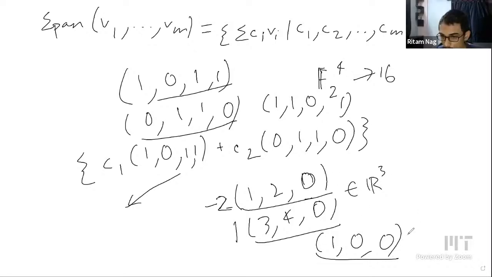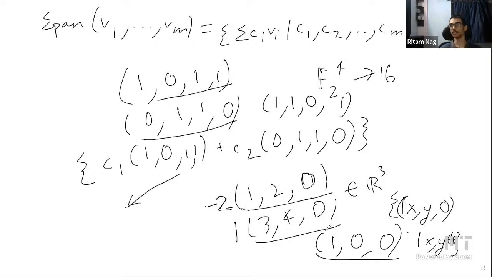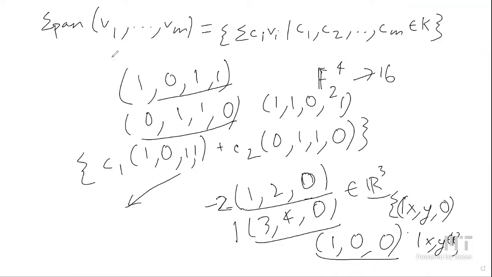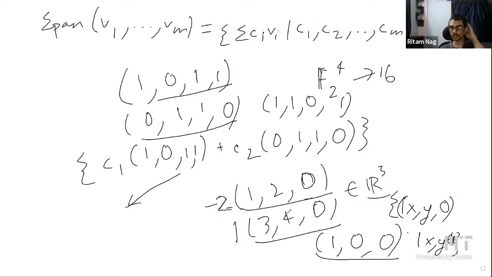Yeah, so the span that you get is essentially x y 0 for x, y in R. This is the simplest description of the span. It's a two-dimensional subspace of R3. So in general, is there any fast way to derive the span of any given vectors? I mean, you can just imagine what it would be.